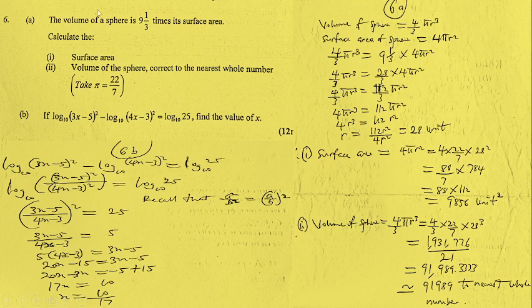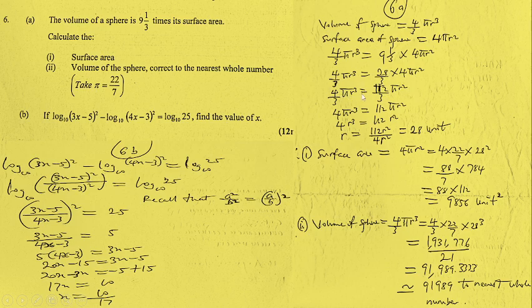Now let's go back to the relationship. That is the volume, which is this, equals 9 over 1 over 3 times the surface area. What is the surface area? Surface area is 4 pi r squared. So the volume equals 9 O number 1 over 3 times 4 pi r squared. That's what gives us this equation. Then from there we can simplify 9 O number 1 over 3, and that will give us 28 over 3 times 4 pi r squared. Then 28 times 4 will give us 112 over 3 pi r squared.